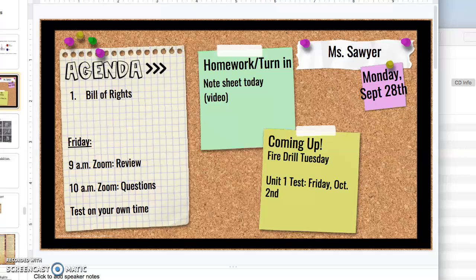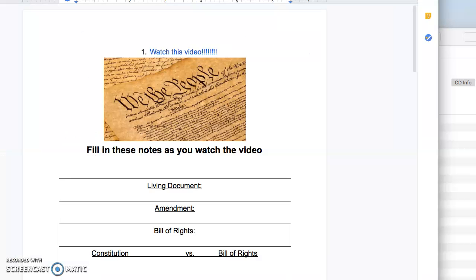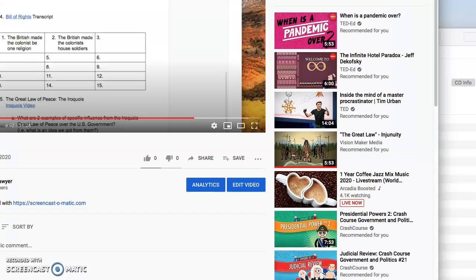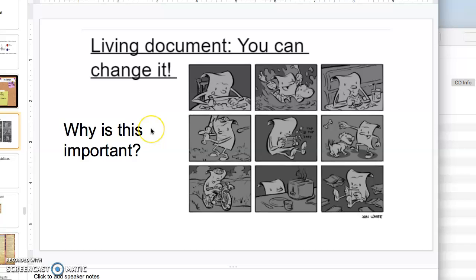So let's get started. On your Friday Flex Day assignment, you learned that a living document means one that you can change. And our Constitution is a living document. On your notes here, type in what a living document is, which means one that can be changed. And this is important for us because times change, views change.